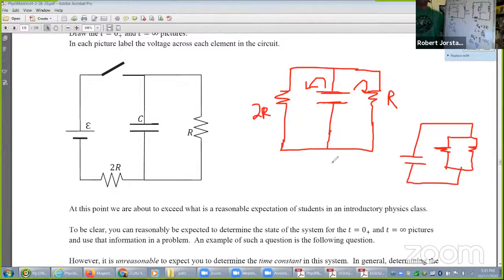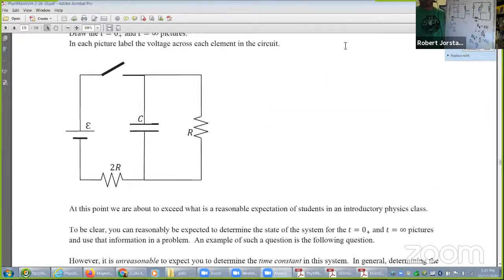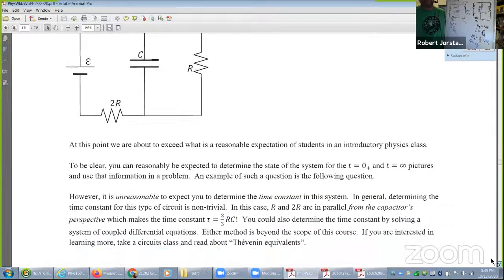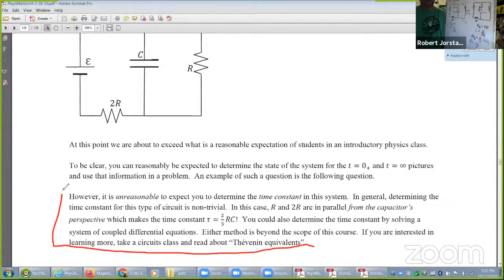I think we're starting to get pretty far afield. I don't want to say it's impossible, but that's the subject. This is why you have to take a circuits course. For us right now, I just want to emphasize the following information again. If you want to learn more about how to get time constants, you need to take another course or do coupled differential equations, which can show how you derive this. The derivation of this is non-trivial, and we're not going to do it.